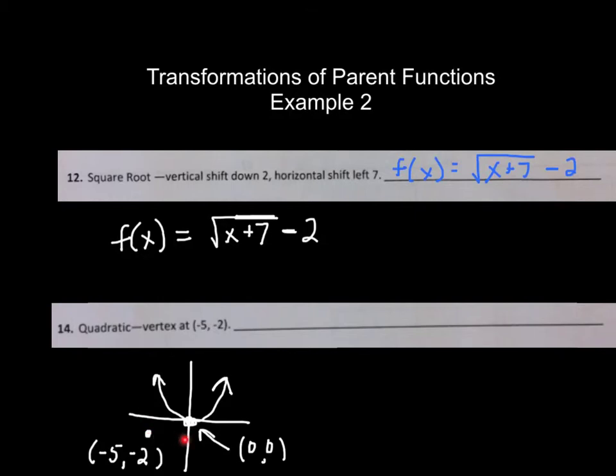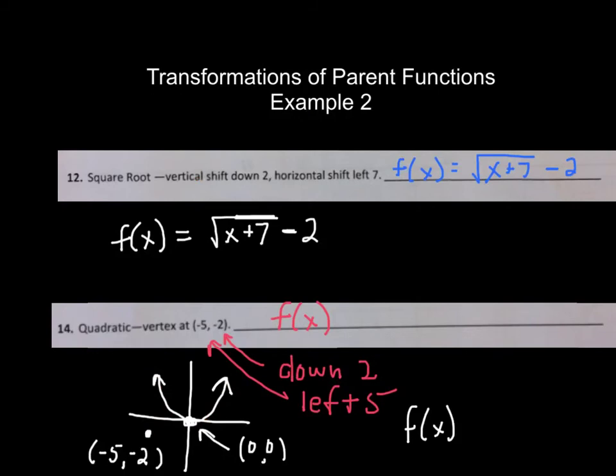Down 2 and over 5. So this is telling me to go down 2. That's what this negative 2 is telling me. And this is telling me to go left 5. Very similar to the problem up here. It's a quadratic, so like what Asia said earlier, that's an x squared. You said that parabolas, curves like this, are x to the second power. So that means I definitely have an x squared graph, f of x equals x squared.